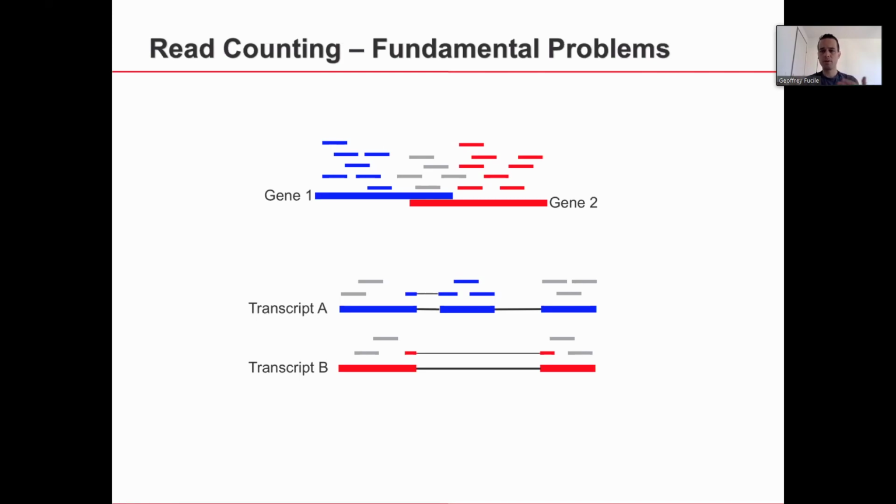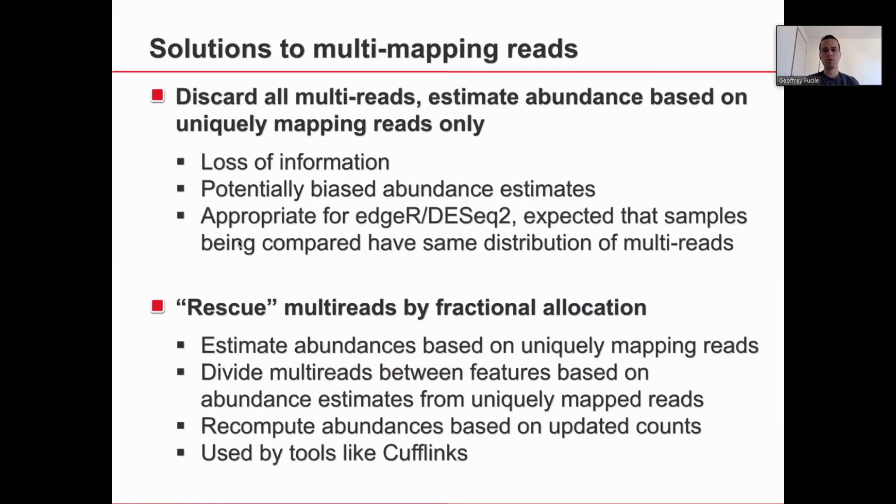Some people try to do this, but it's really problematic because there's lots of exceptions and it's not clear what the algorithm's doing in many cases. So you can get a little more information out of your data, but I think you introduce a lot of errors by trying to do this. So generally, we just drop the multi-mapping reads.